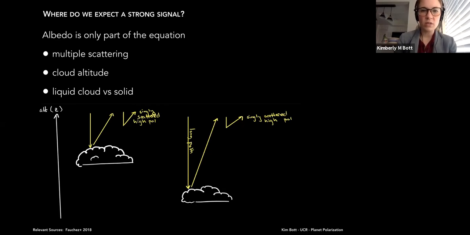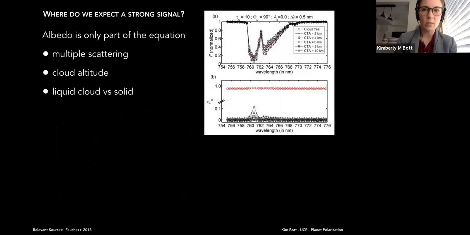If that's of interest to you, there's a great paper by Thomas Fauchez, Loïc Rossi and Daphne Stam looking at using this fact, along with molecular absorption lines, to pick out your cloud top height and to discern that from the surface, at least in cases where you expect to have a dark absorptive surface, like on an ocean world or an Earth-like planet.